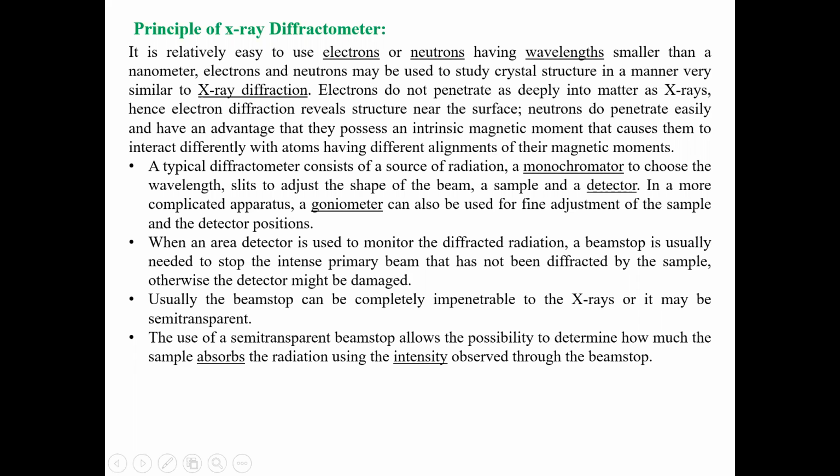So a diffractometer can be used with electrons, but electrons do not penetrate as deeply into matter as X-rays. Hence, electron diffraction reveals the structures near the surface, and neutrons do penetrate easily and have the advantage that they possess an intrinsic magnetic moment that causes them to interact differently with atoms having different alignments of their magnetic moment.